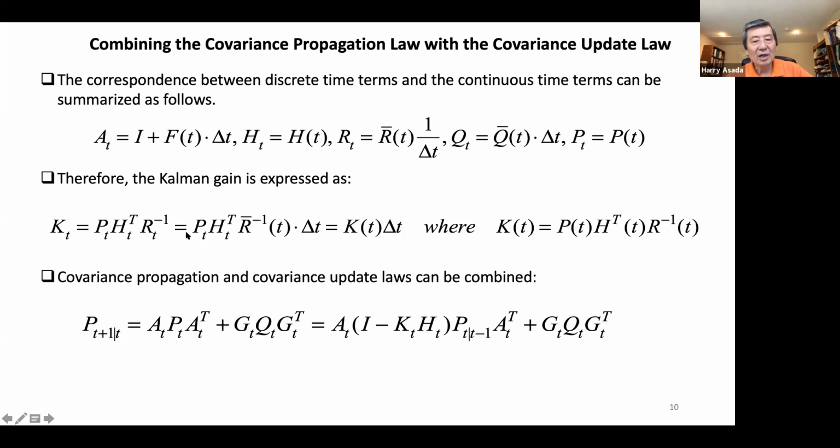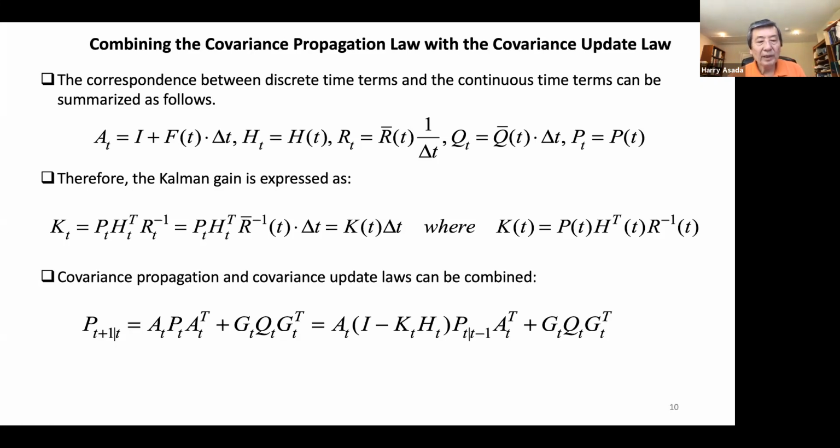So I know these are basically, this one is replaced by this expression, and this one too. So the KT is actually corresponding to this expression. So the difference between Kalman gain in the discrete time and the continuous time is that the delta T must be multiplied to KT.